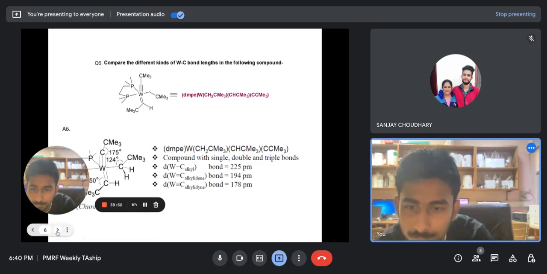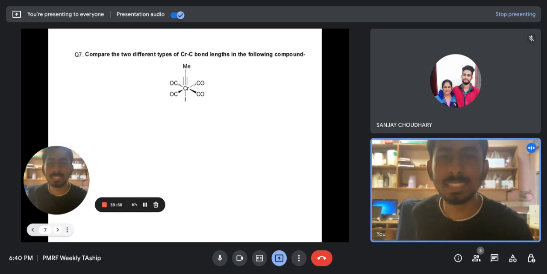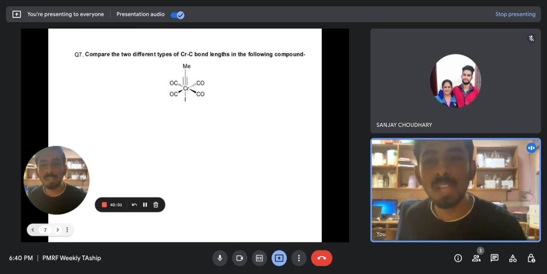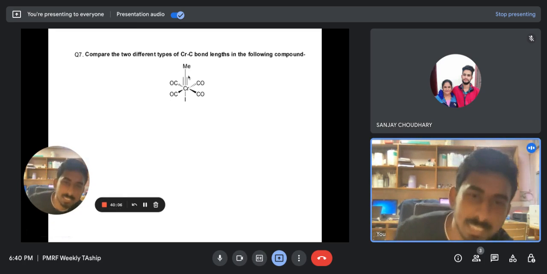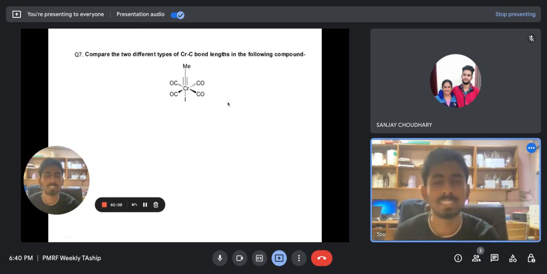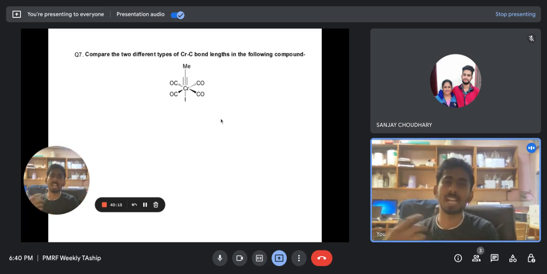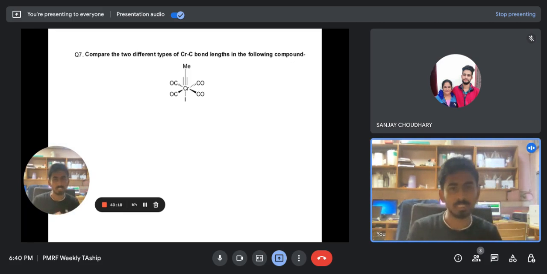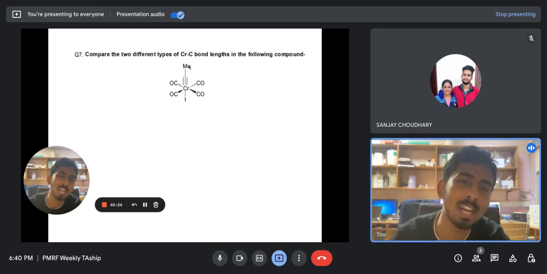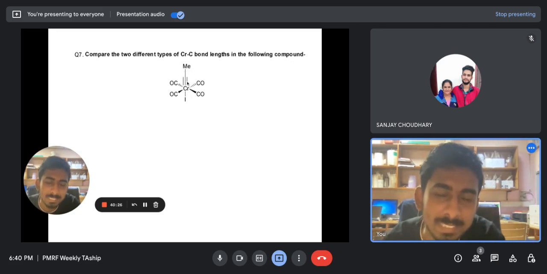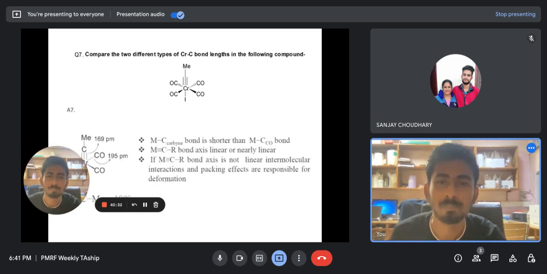So here also we'll discuss the two different types of chromium carbon bonds in the following compound. Here it is a compound where you see this is a kind of Schrock carbyne, because chromium is an early transition metal, and in this case, the CO molecules are attached to the chromium. That's why a stabilizing effect is also occurring here. This carbyne carbon atom has a metal-carbon triple bond, it is a carbyne ligand, and the iodide ligands are trans to one another.